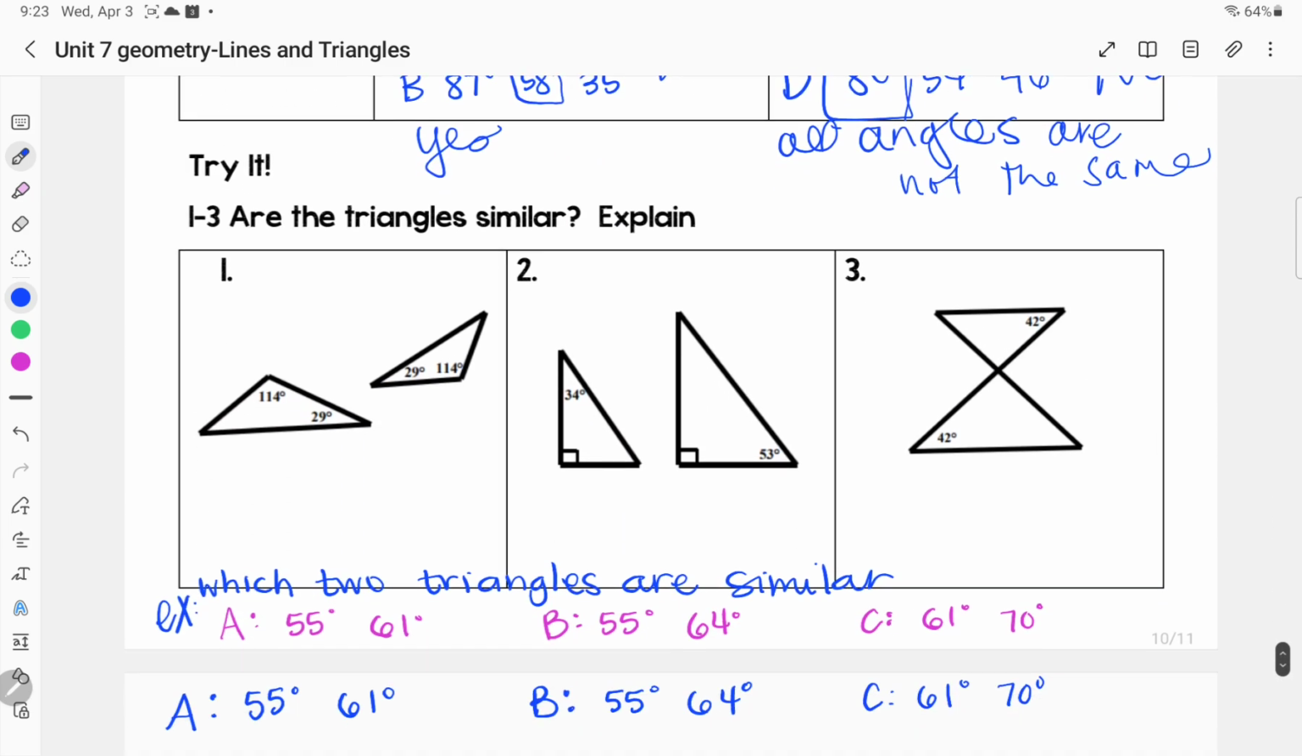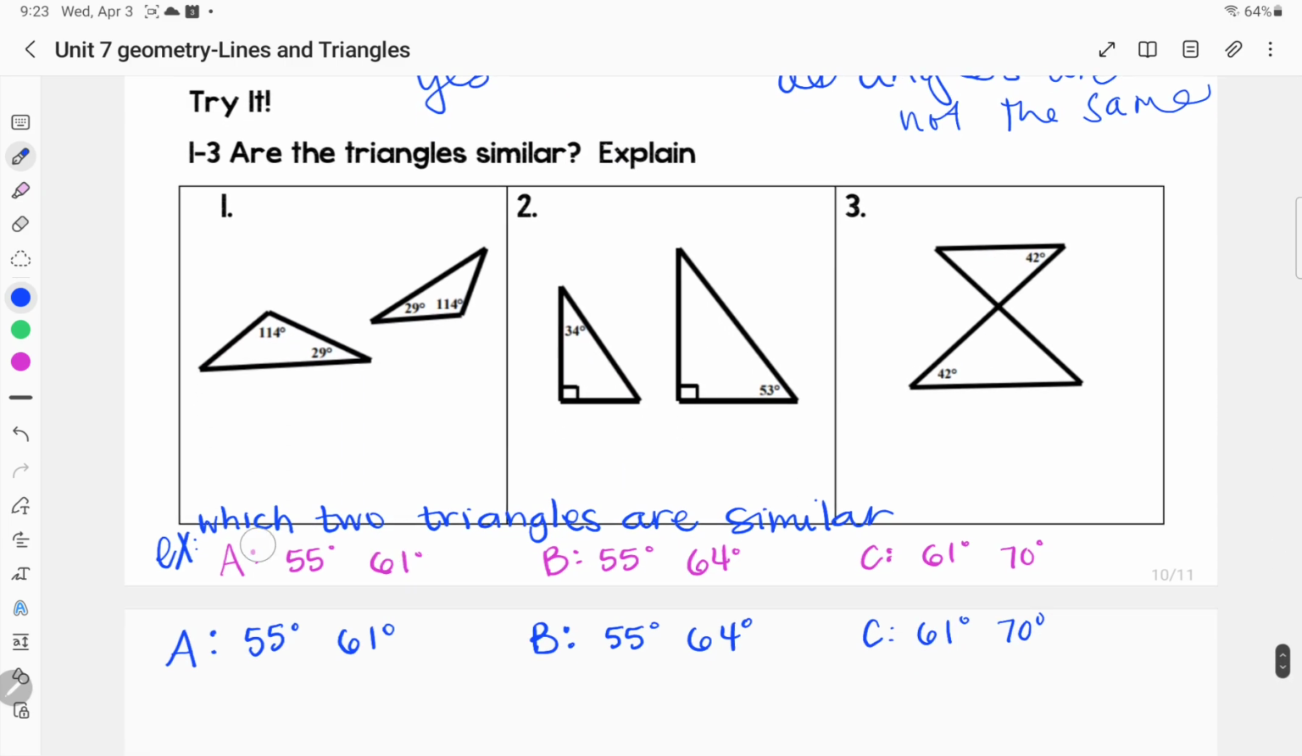All right, so again, we're doing the same thing. I put an extra one down here. So if you need to pause this to write it in, I want you to pause it and write it in. Sorry, I wrote it twice just so you could see here. So I have those angles there.